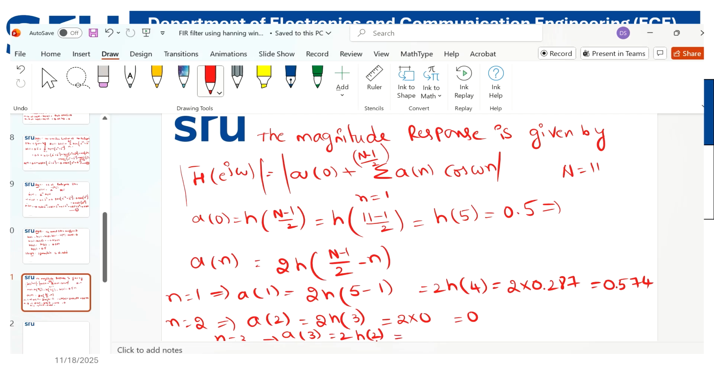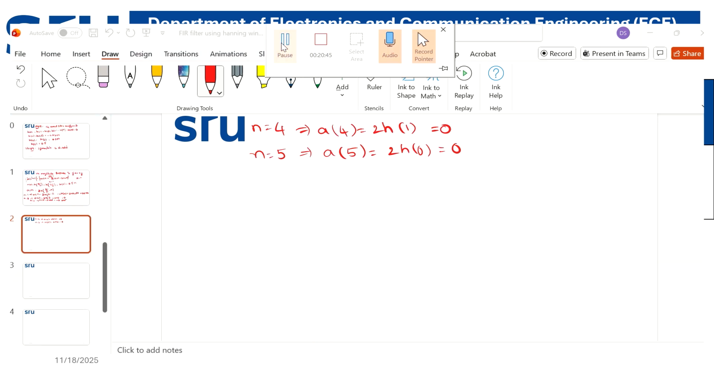2 into h of 2, h of 2 value is 0.0365 negative, so it is equal to minus 0.075. Now A of 4 value is 0, A of 5 value is also 0.